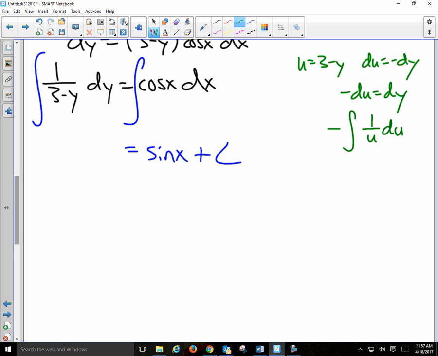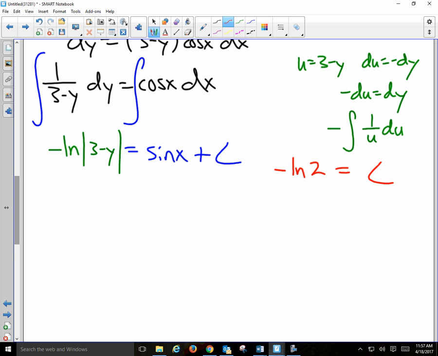What's the antiderivative of 1 over u? So negative natural log of the absolute value, 3 minus y. That's the antiderivative. I have a c. I'm going to now solve for the constant. What do I plug in for x? 0. So I get c is on the right-hand side. On the left-hand side, what do I plug in for y? 1. And so I get negative natural log of 2. That's what c is.